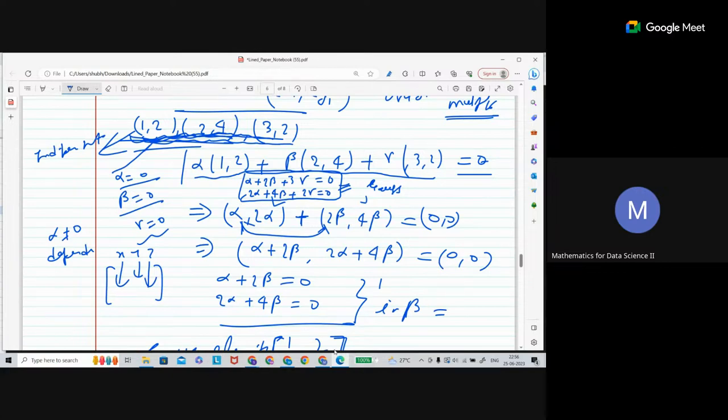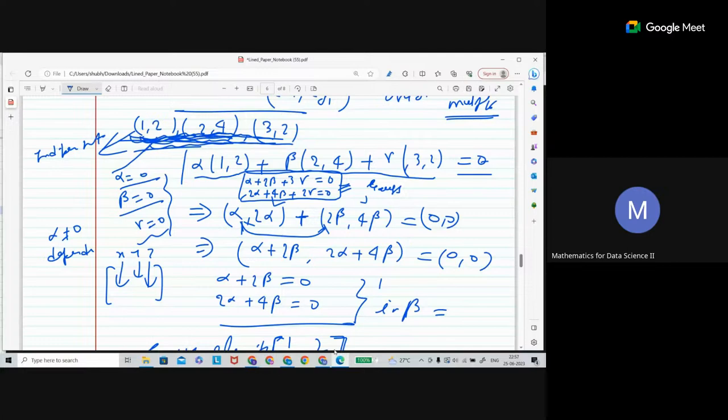My suggestion is just check whether this system has infinitely many solutions or not. If it has infinitely many solutions, that means alpha, beta or gamma, any one of these is non-zero, right? That means the vectors are going to be dependent. If alpha, beta and gamma are all zero, in that case you will say independent. So if any one of them is non-zero, then your vectors are dependent.